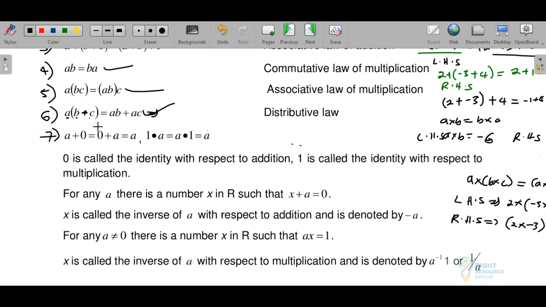This is called the identity property, where a plus 0 is the same thing as 0 plus a, which is equal to a. Then you have 1 multiplying a is equal to a multiplying 1, which is equal to a again. 0 is referred to as the additive identity, and 1 is referred to as the multiplicative identity. 0 is called the identity with respect to addition, that is what I refer to as additive identity. And 1 is called the identity with respect to multiplication, which is the multiplicative identity. So that is what identity is all about.